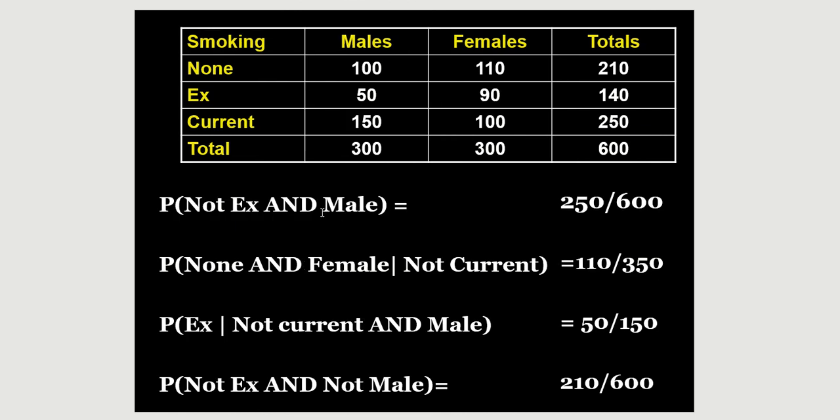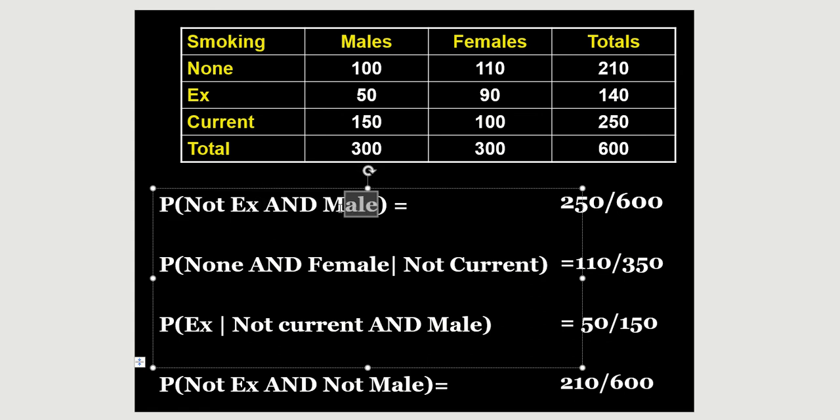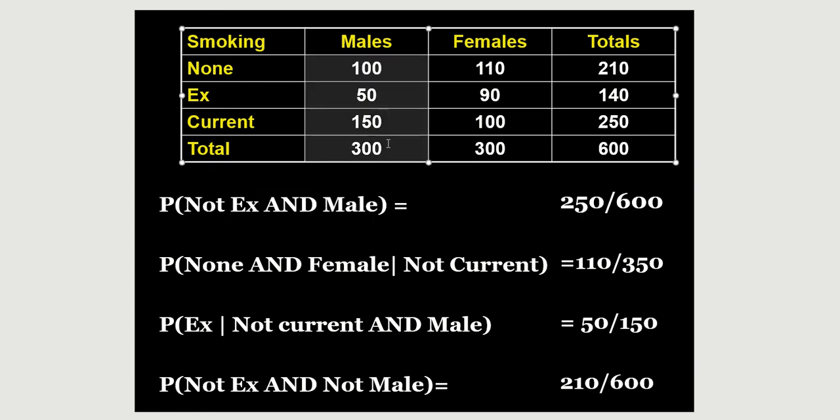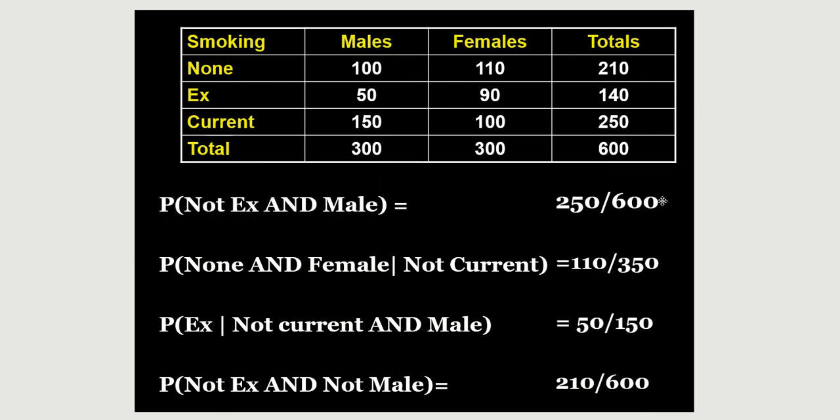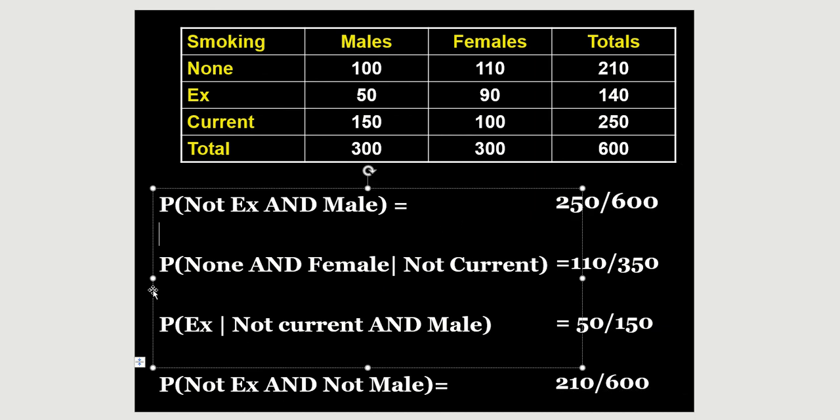Okay, so let's look at examples. The first example says not ex-smoker and male. So these are the males, and those who are not ex-smoker are the non and the current, and therefore the intersection is happening in this cell and in that cell. So I have two cells of intersection now. I add up these two cells. These are my successes, 250. There's no condition, and therefore I divide by 600.